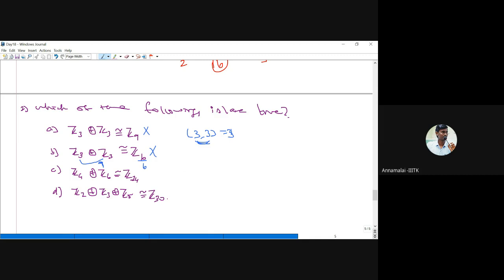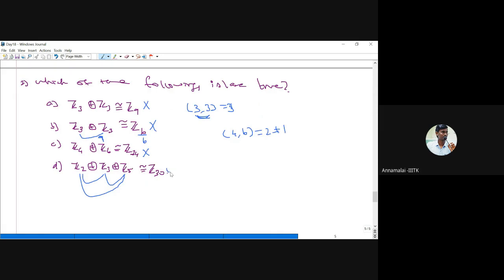Now look at the third one, Z4 cross Z6. What is the GCD of 4 comma 6? It is 2, not equal to 1. Therefore, it is not isomorphic to the product. It is isomorphic to the product only when the GCD is 1. But the GCD of 4 comma 6 is 2. Therefore, this is not isomorphic. Now look at the last option. The GCD of these is 1, and the GCD of these two is again 1. Therefore, it is nothing but the product of the numbers. The product, 6 into 5, is 30. Therefore, this is the correct one.